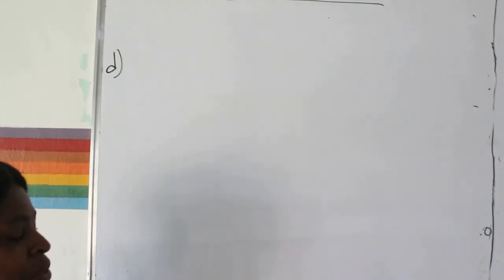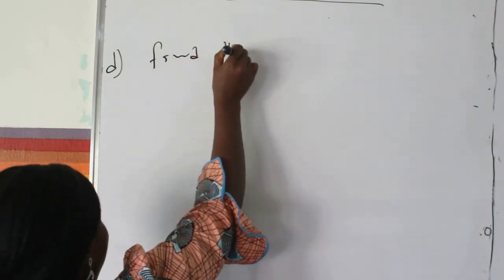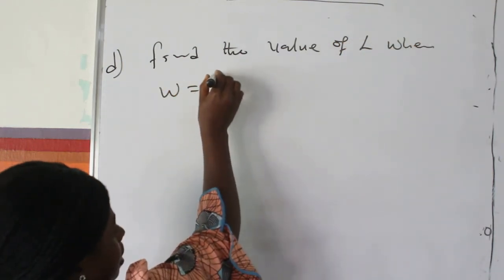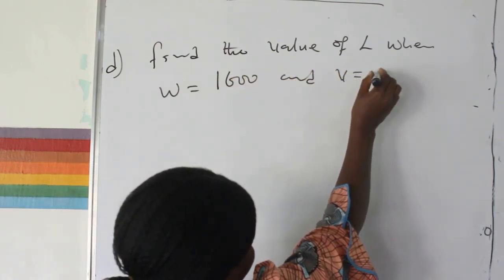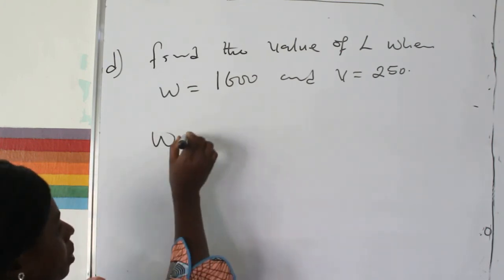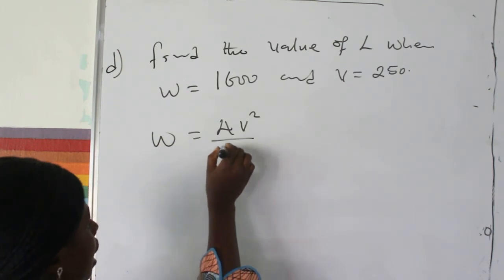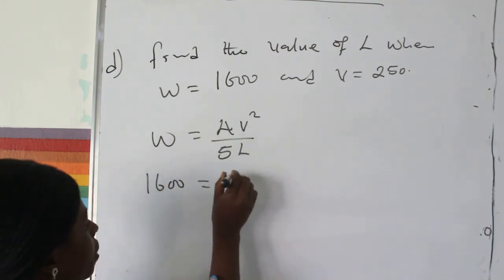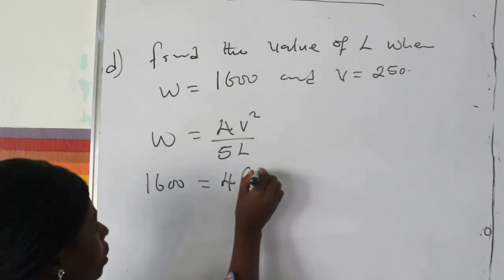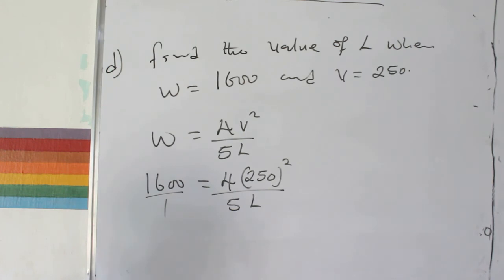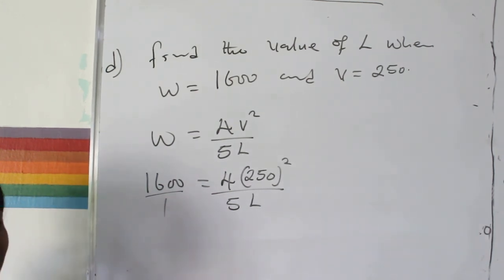Let's look at D. We have to find the value of L when W is given to us as 1,600 and V is given to us as 250. So substituting in that equation again, we have W is equal to 4V squared all over 5L. So already our W, 1,600, is equal to 4 times V, which is 250 squared, all over 5L. So remember, we are looking for L. So we can cross multiply and make L the subject of the formula.